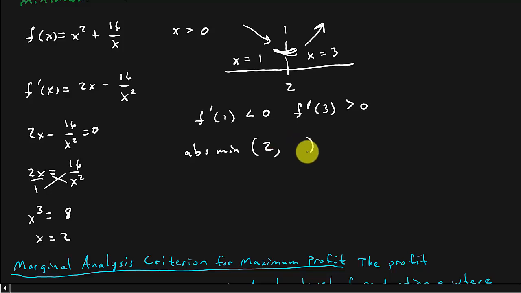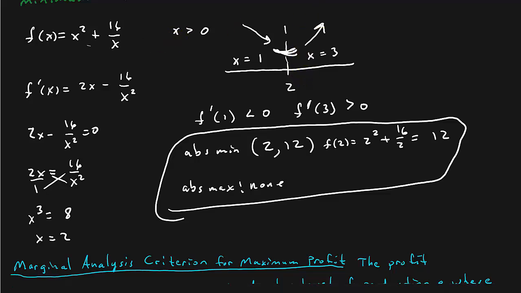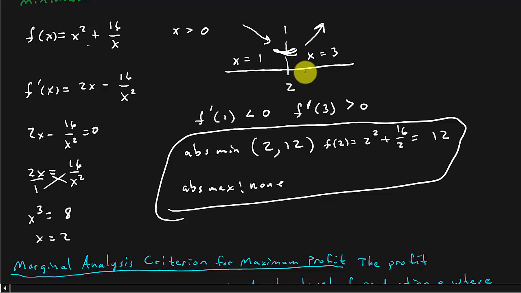At 2. And then I would need to know my y value. So f of 2 is equal to 2 squared plus 16 over 2. So that's just 4 plus 8, which is 12. And all I did is I took the 2 and I plugged it into the original function to get my y value. And then for an absolute max, that would be none. Because, I mean, think about it. As x goes to infinity, this thing just keeps increasing. It's increasing and then increasing. So we only have it right there at 2.